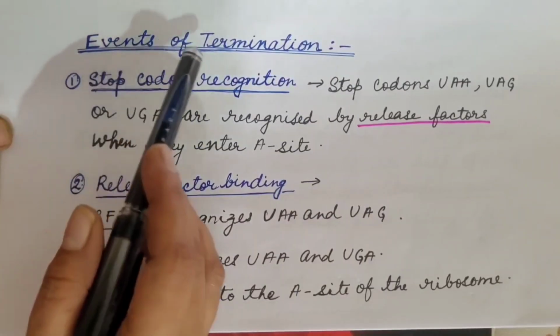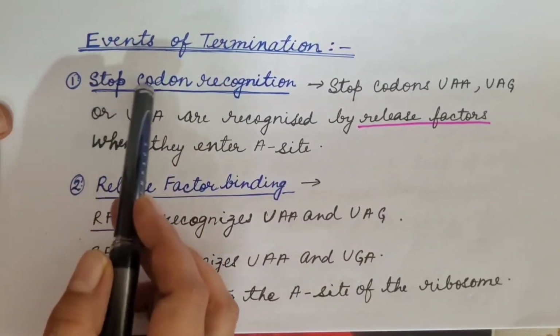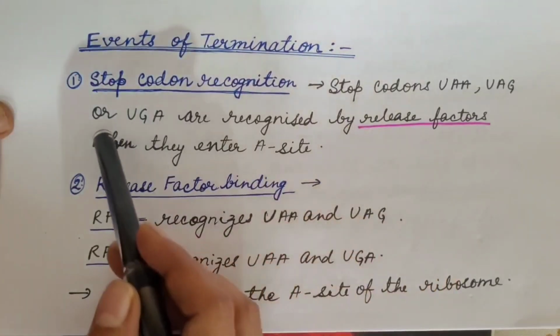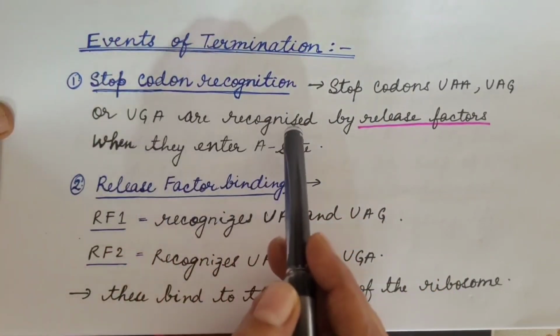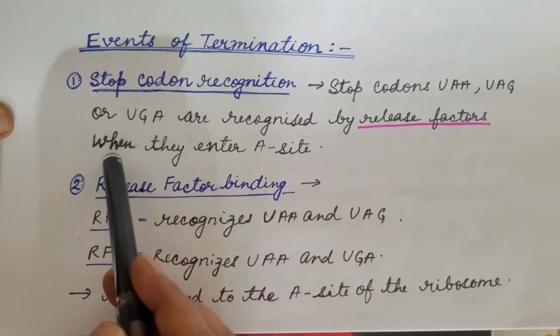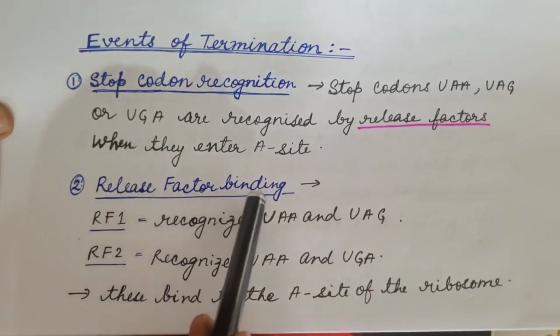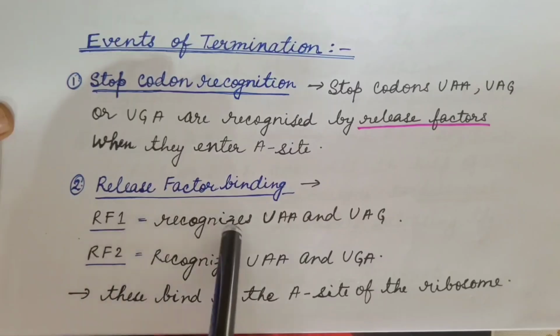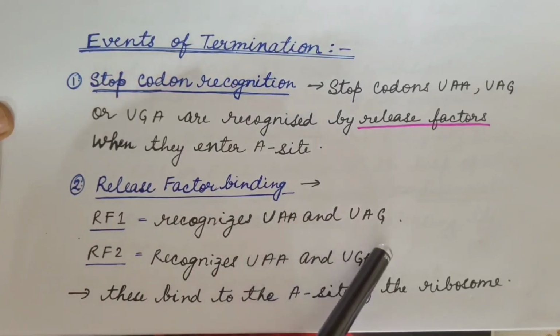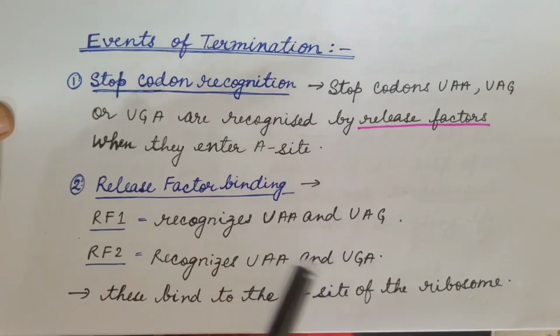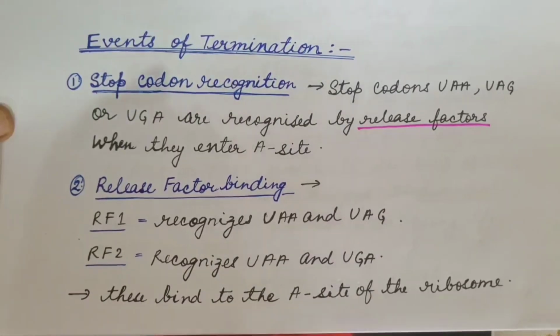Now let us see the events of termination. First is stop codon recognition. Stop codons UAA, UAG or UGA are recognized by release factors when they enter the A site. Second is release factor binding. RF1 recognizes UAA and UAG. RF2 recognizes UAA and UGA. These bind to the A site of the ribosome.